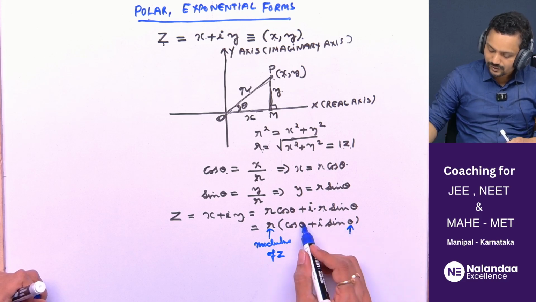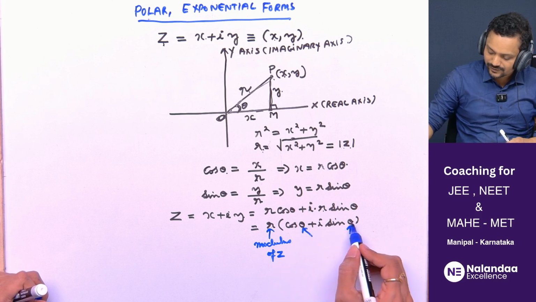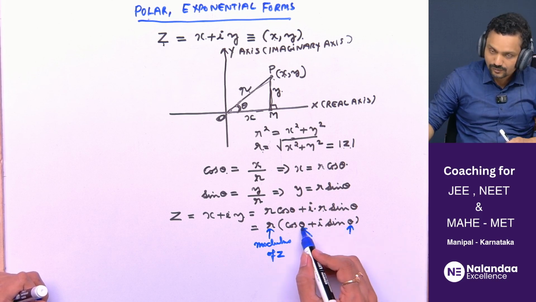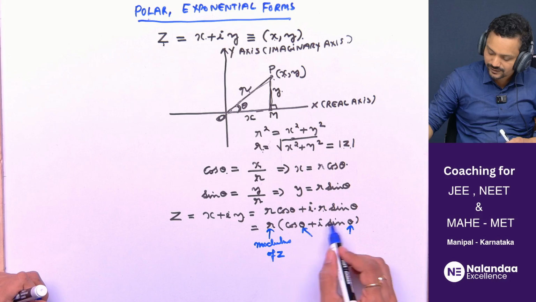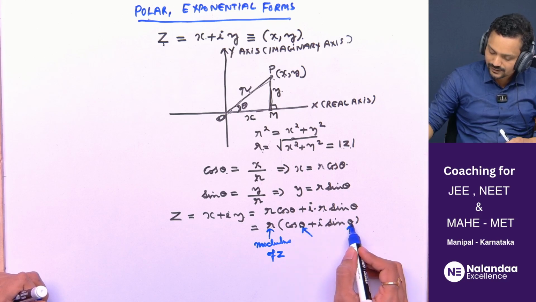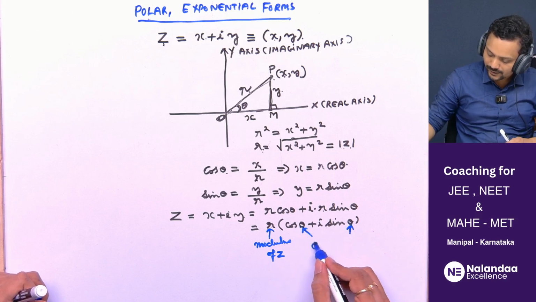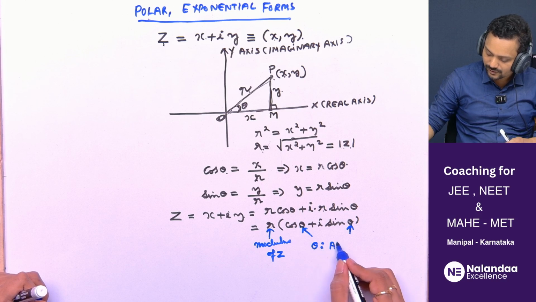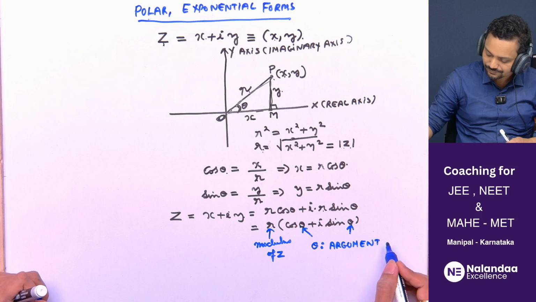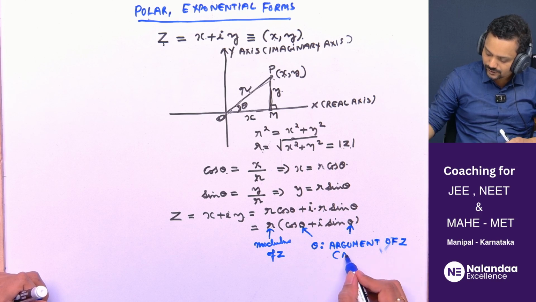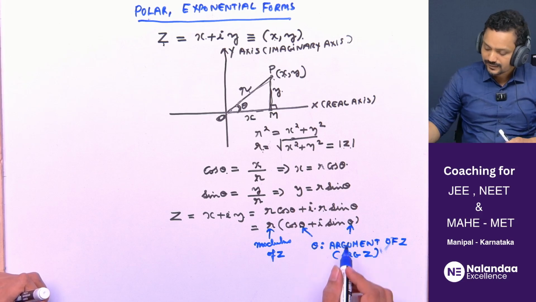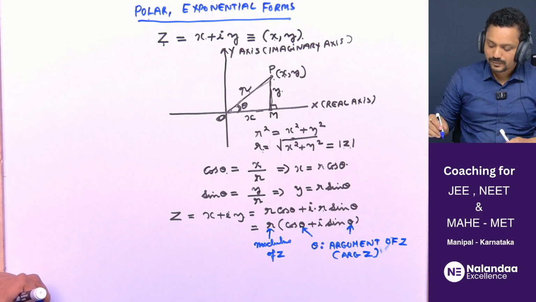has a name. It is obvious that this value of theta and this value of theta is always the same. It can't have two different values. This value of theta and this value of theta is always the same, and theta is called the argument of the complex number. Theta is called argument of z. So this angle has a name. It is called argument of z. In short, it is written as arg z. Yes, and this is called the polar form of the complex number.